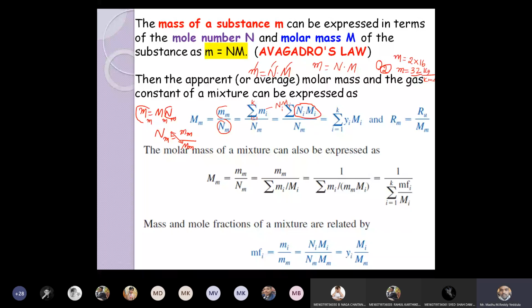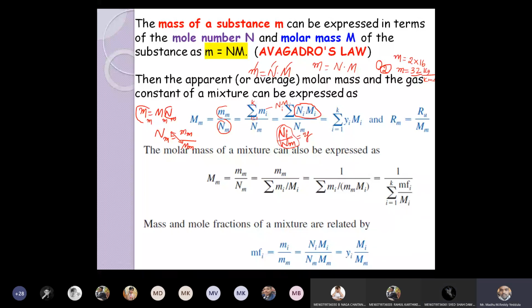Now, what is the ratio of Ni by Nm? The number of moles of an individual component by the number of moles of the mixture. What is the definition of Ni by Nm? Anyone please respond. The number of moles of an individual component to the number of moles of the mixture is called the mole fraction.